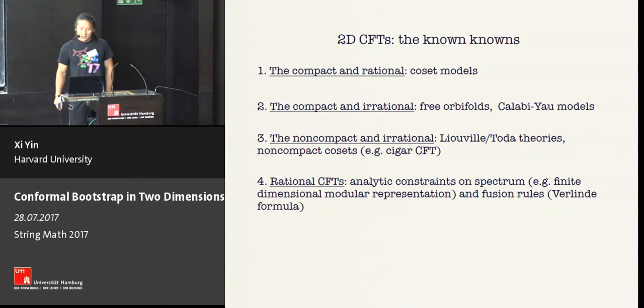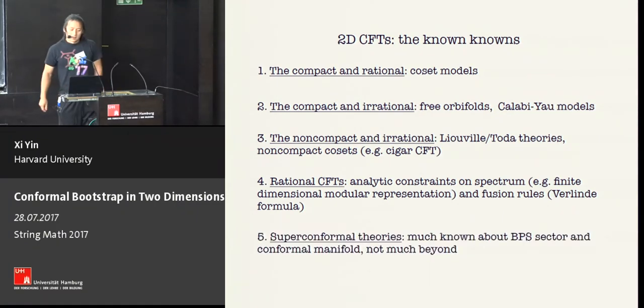Now, for the rational CFTs, there are a lot of tools that have been developed to address these theories. These are textbook material. So, for instance, there are a lot of known analytic constraints on the spectrum because they organize into finite-dimensional modular representations in terms of their characters, and then the fusion rules are also relatively well understood.